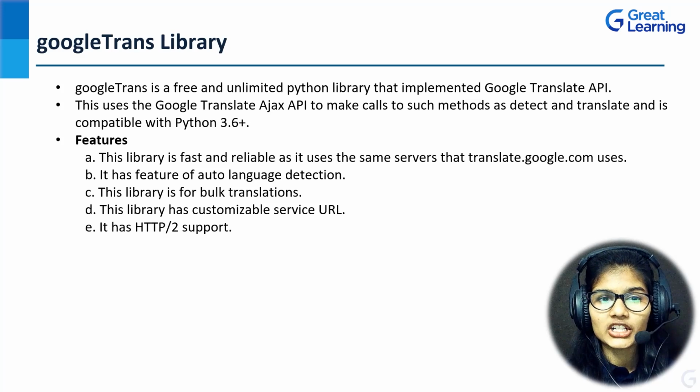Now from this Google Trans, I'll be using that text to be translated. Yes, this is one of the free and unlimited Python libraries that implemented the Google Translate API. It uses the API for the translation of your text. So text will be taken from the gTTS library and Google Trans will help you to translate that text. Hope I am pretty much clear.